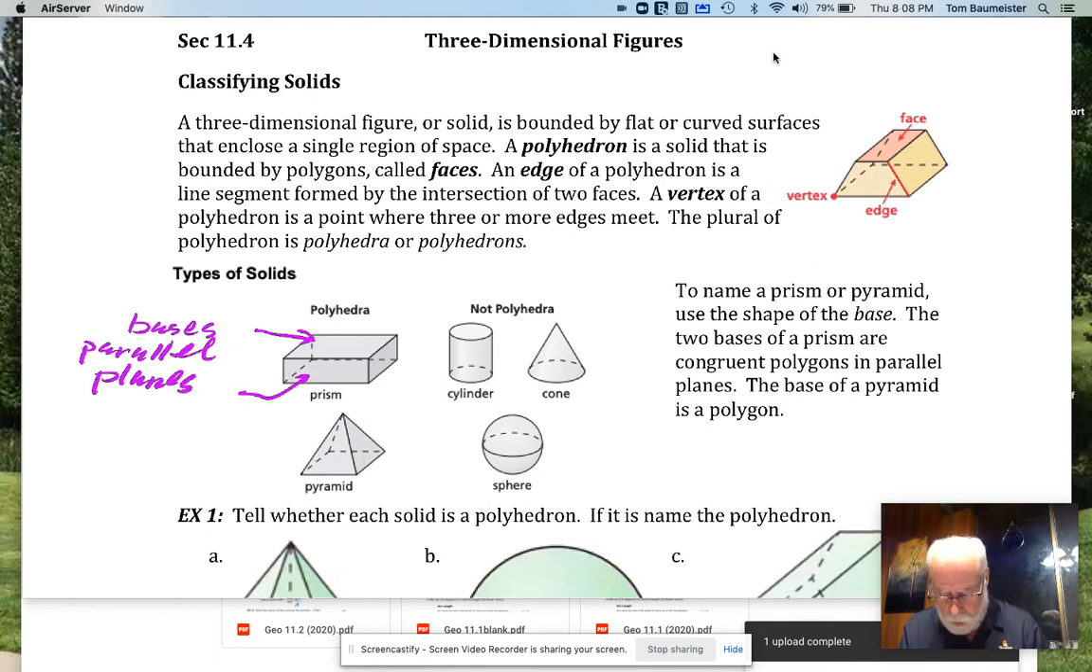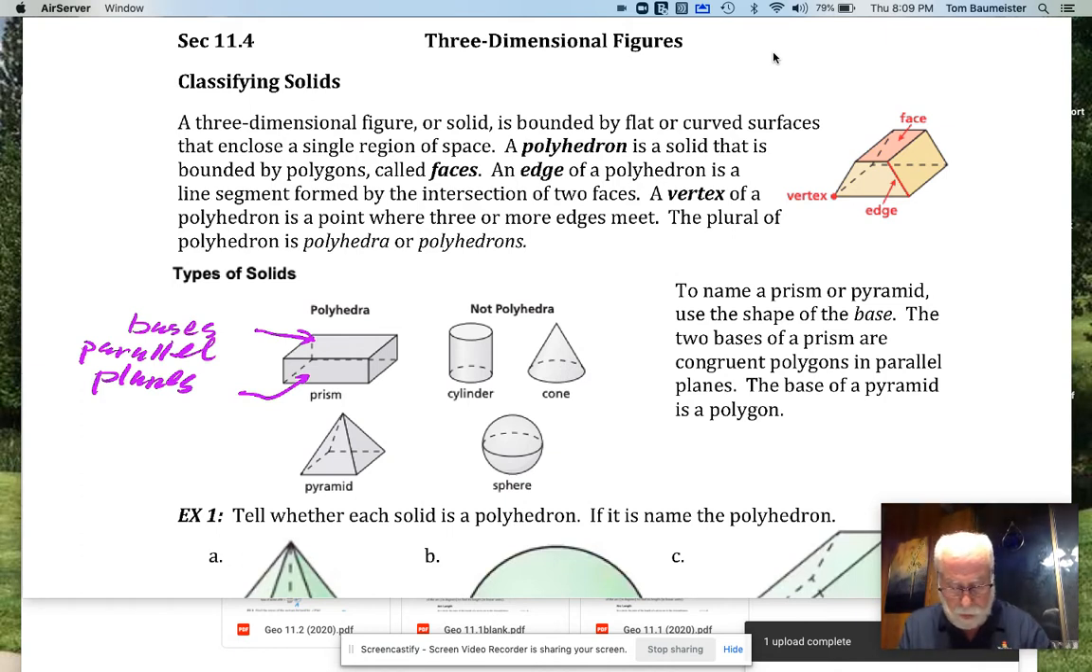On the one up here, again, like I said, they don't have to be top or bottom. If you look here, that one and the one in back, they're trapezoids. Those are the ones, because again, they are parallel. So those will be the bases for that prism. And we're going to learn how to name them here in a second.